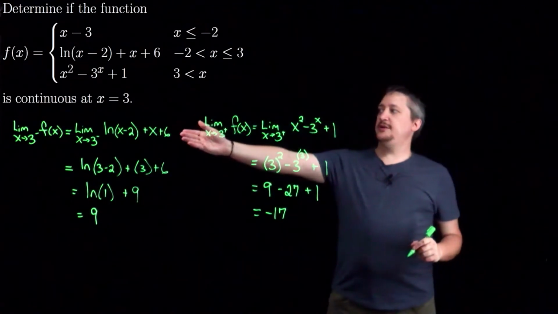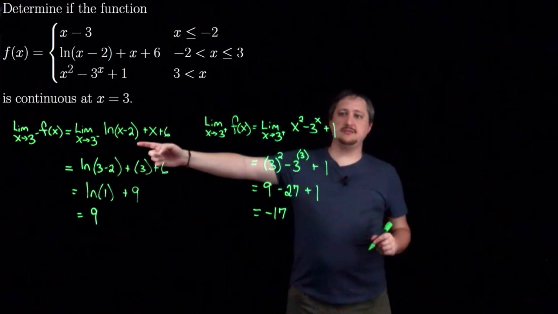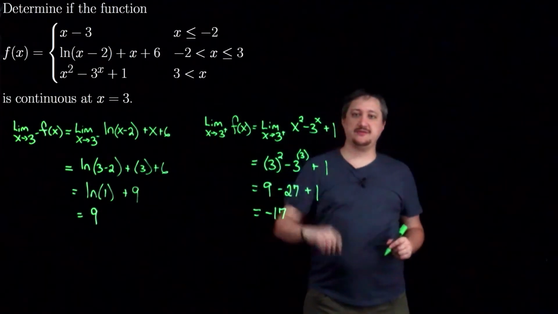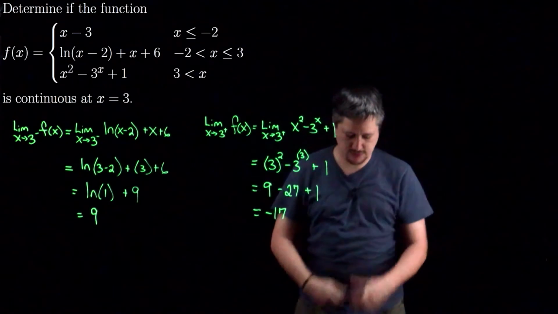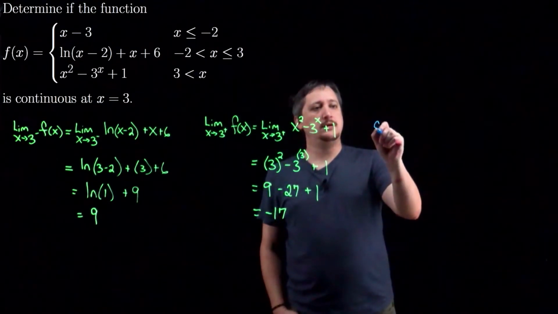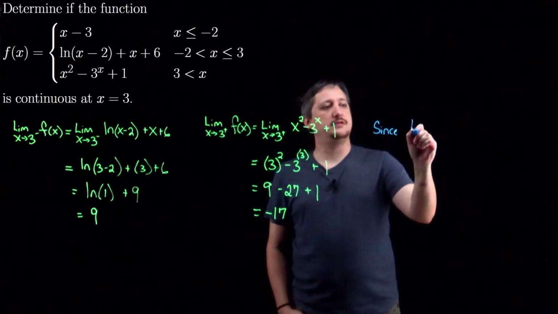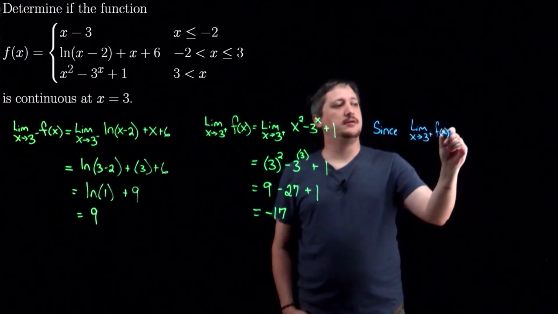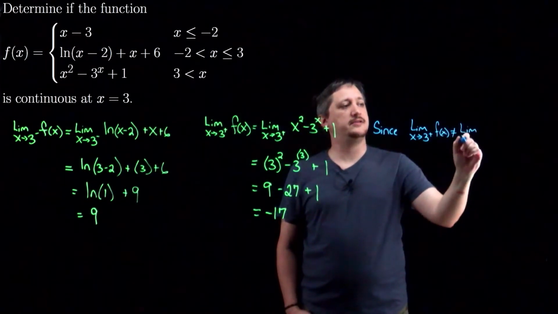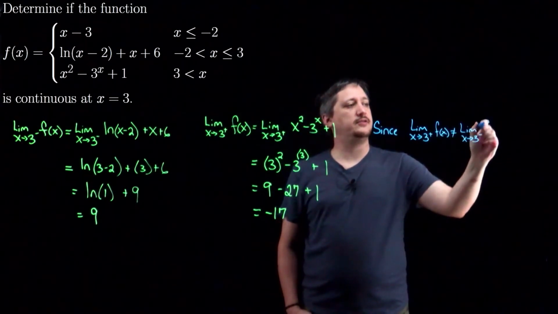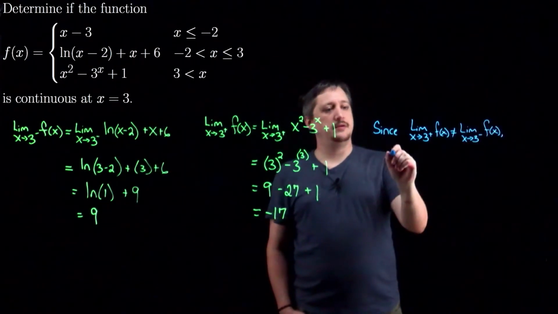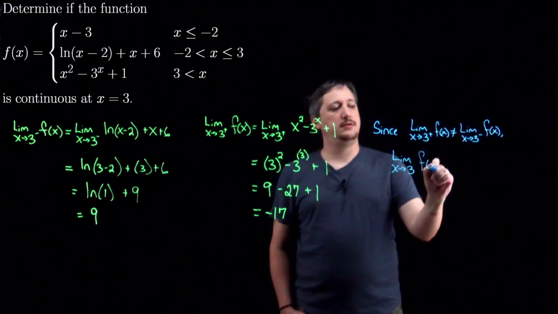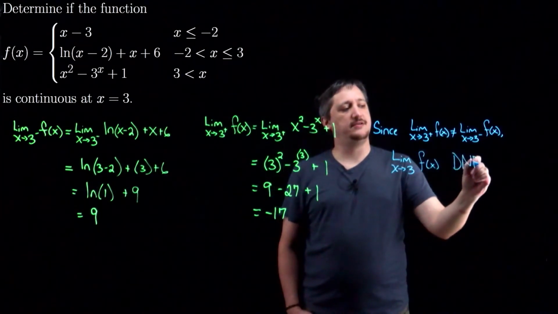But now I can see that the limit as x approaches 3 from the left, which is 9, is not the same as when it approaches 3 from the right, which is negative 17. So since the limit as x approaches 3 from the right of f of x does not equal the limit as x approaches 3 from the left of f of x, the overall limit as x approaches 3 does not exist.